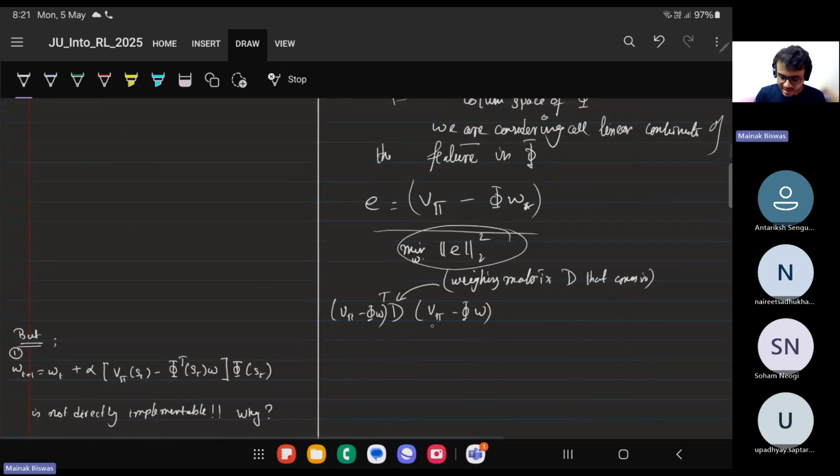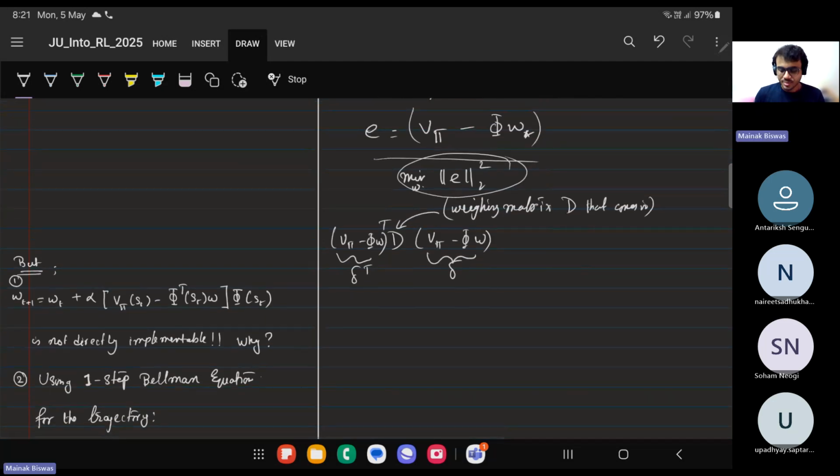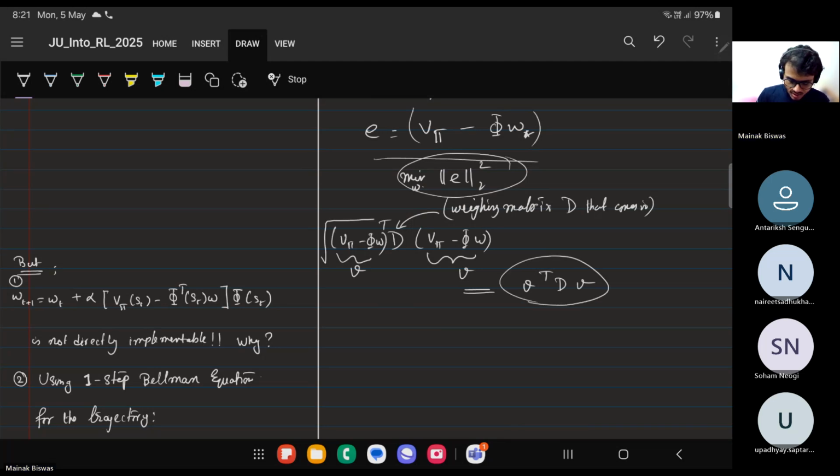So let us represent this as delta and this as delta tilde. So what I want to say is, or let us say this is V. I have used V. OK, so V transpose dV. What does this actually mean? Say I put a square root again on it, and let's try to find that out. So first of all, tell me what does this mean?